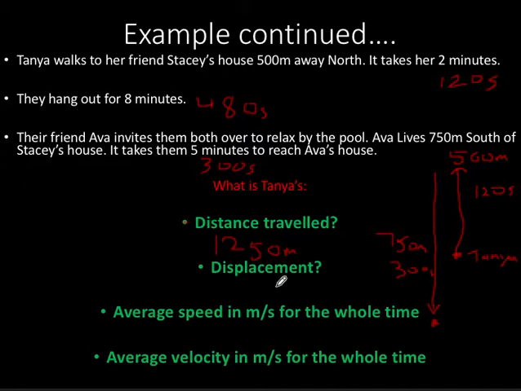Displacement. Now, displacement is her straight line distance from her starting position to the ending position. And in this case, the difference between Tanya's starting position and ending position is 250 meters south. She's ended up 250 meters south of her starting position at Ava's house down here.